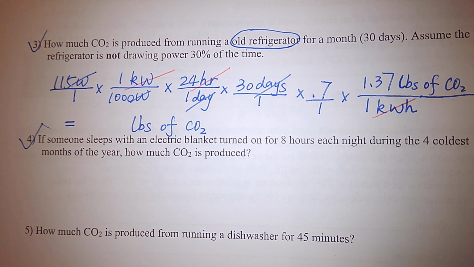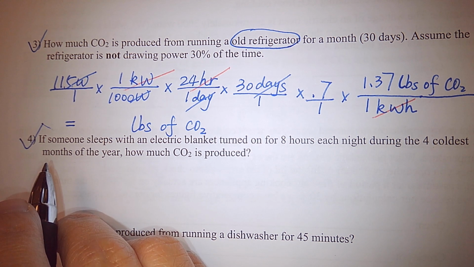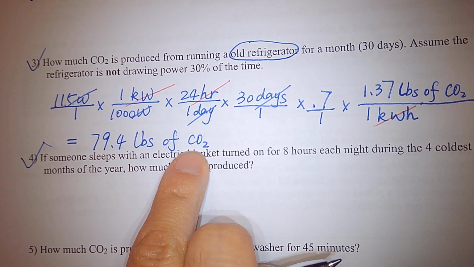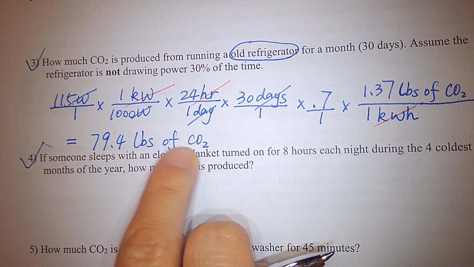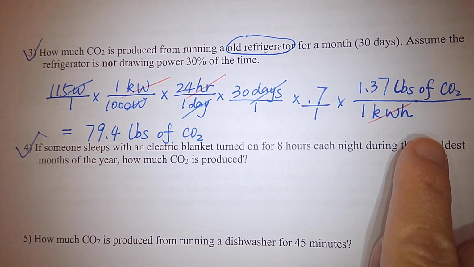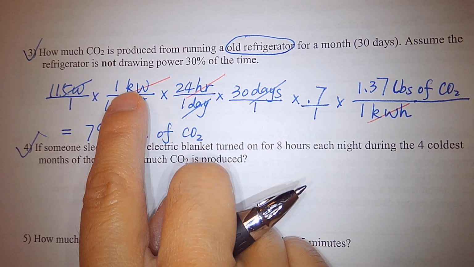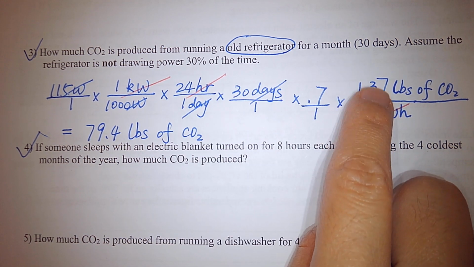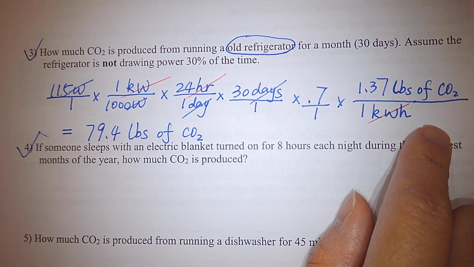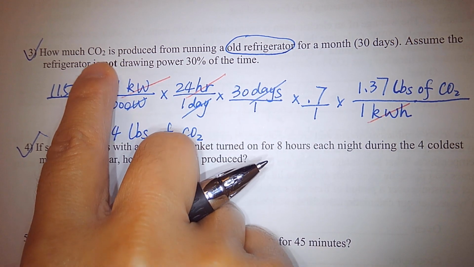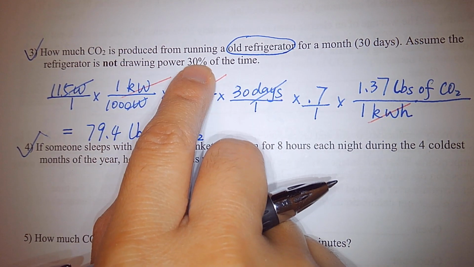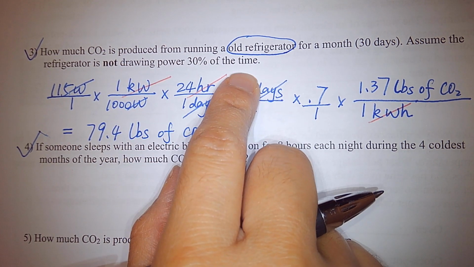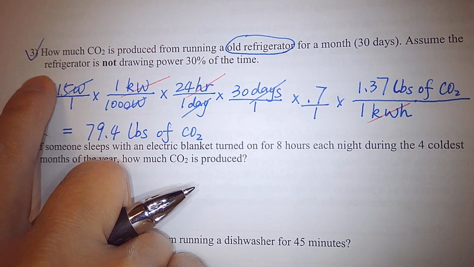Question 3? Irma? 79.4. Yeah, 79.4 pounds of CO2. Right, everybody? See, for an electricity appliance, we should figure out how many kWh this appliance used. Then times 1.37, pounds of CO2. You guys see that? Sometimes we have to pay attention that it's not always 100% of the time it's drawing power. Sometimes it's only some percent of the time it's drawing power. So this is question 3. Everybody?